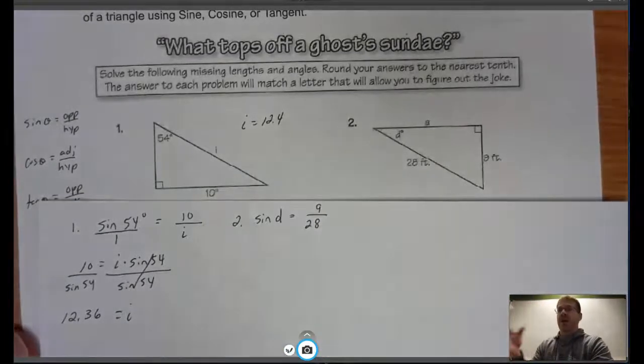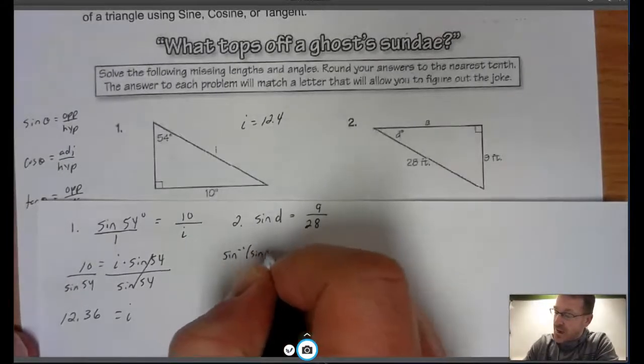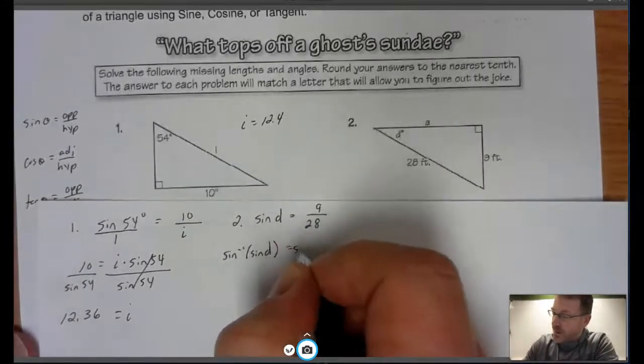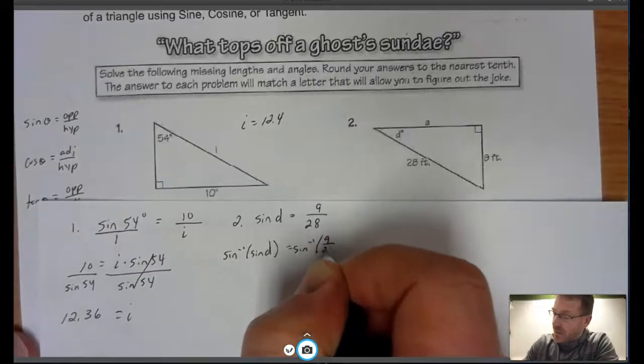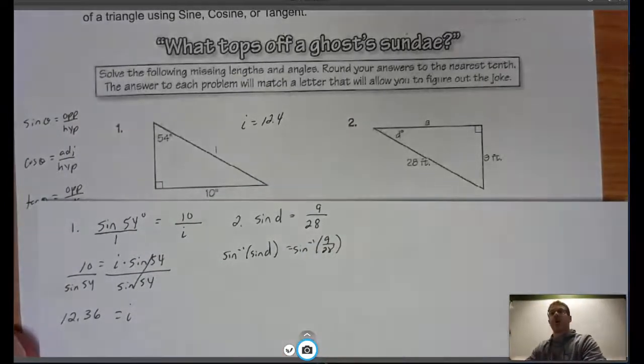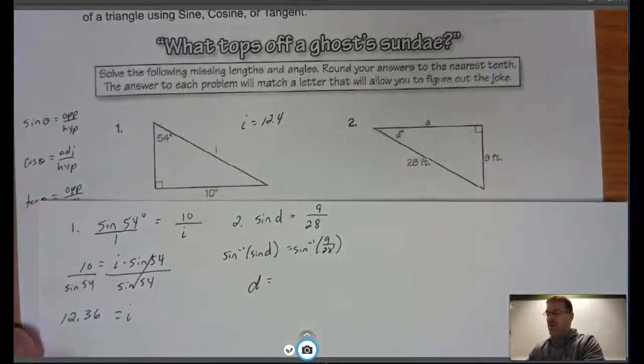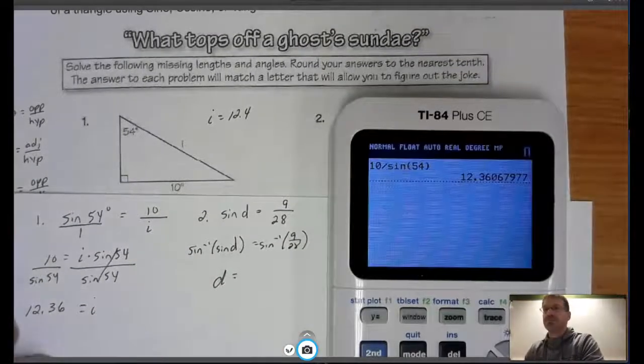Now, remember what we talked about last time. We're going to have to take the inverse of both sides, just like if we have x squared equals 4, we would take the square root of both sides to solve. So the inverse of sine is sine inverse. I get sine inverse of sine of D equals sine inverse of 9 over 28. And sine inverse undo each other the way a square and a square root undo each other, and that leaves me just D. Then I'm going to put sine inverse into my calculator here.